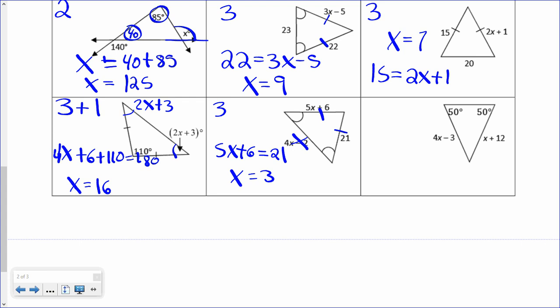Okay. But you didn't have that. You don't have any of the angles actually.